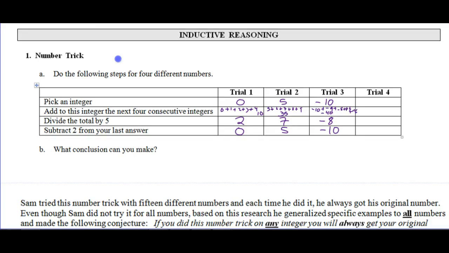And let's just do 10. So 10 plus 11 plus 12 plus 13 plus 14. So that's 21, 23, 33, 36, 46, 50, 60. Oops, that's 60. Divide by 5, we get 12. Subtract 2, you get 10. What conclusion can you make? You're going to end up with the number you started with. So I end up with the number I chose, the integer I picked.